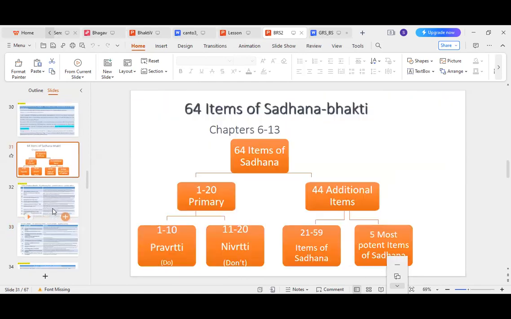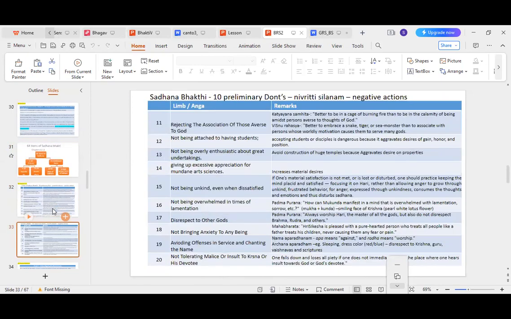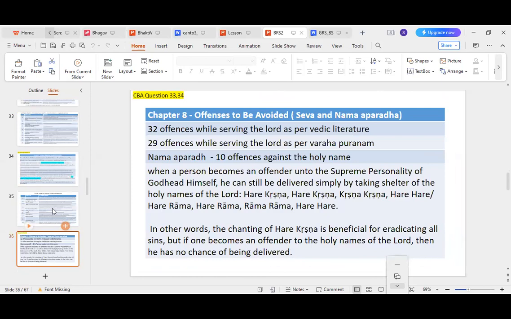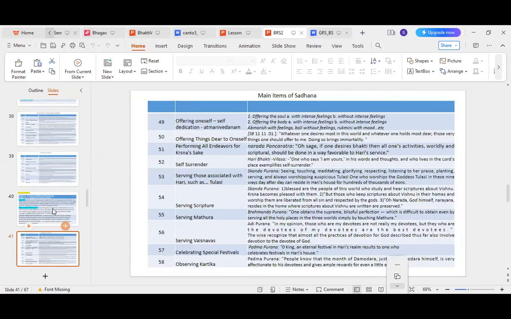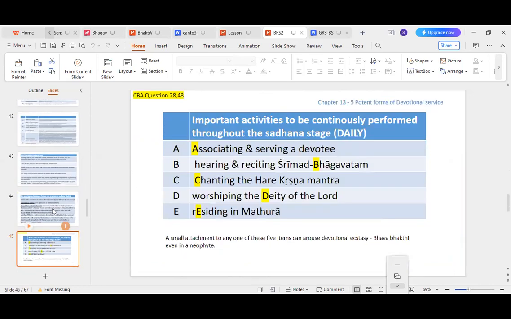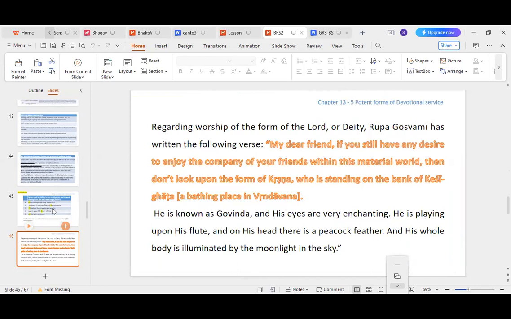I think we have seen the 64 Angas, in which 1 to 20 is primary Sadhana Bhakti, and 44 are additional. The first 10 is Pravritti Marga, and the next 10 is Nivritti Marga, that which we are not supposed to do. I think this portion is all we have covered.